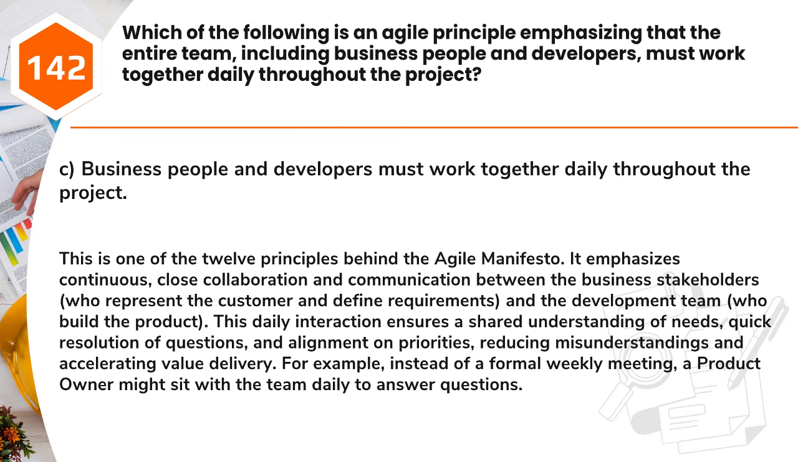Answer: C. Business people and developers must work together daily throughout the project. This is one of the 12 principles behind the Agile Manifesto. It emphasizes continuous, close collaboration and communication between the business stakeholders, who represent the customer and define requirements, and the development team, who build the product.